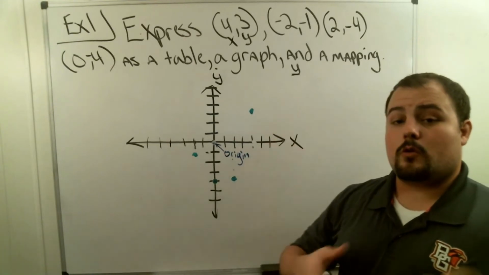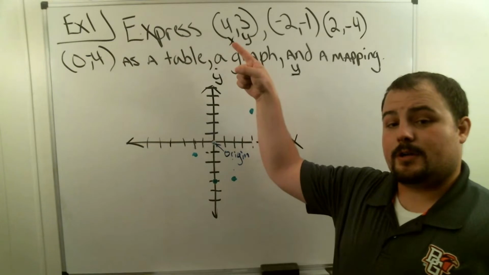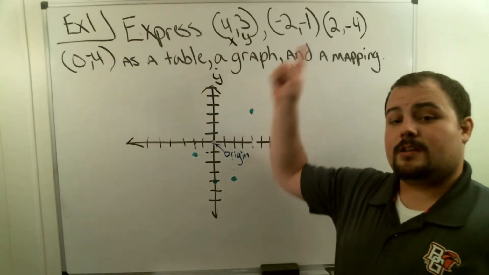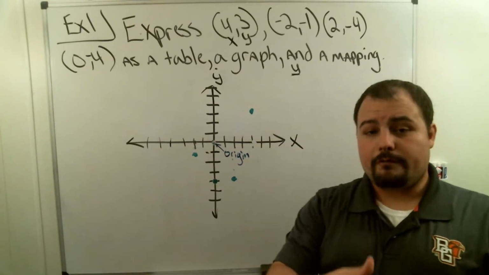The ordered pairs, or the relations that we have, tell us which direction to go. The first number tells us right or left, and the second number tells us up or down. So hopefully you're understanding that.